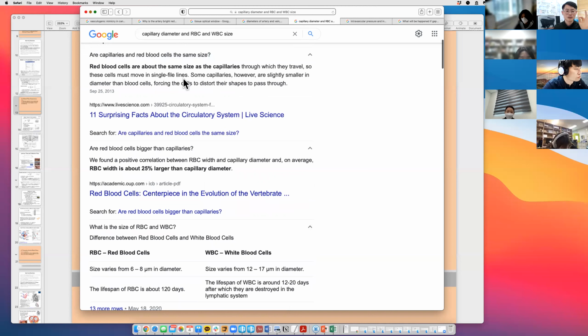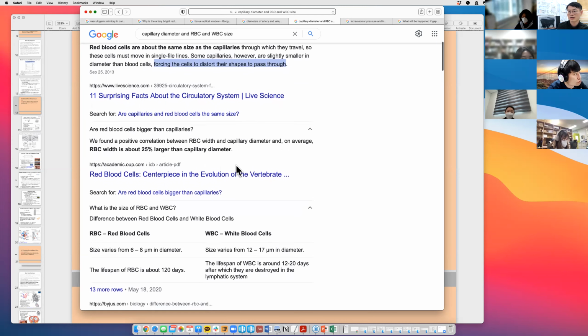But one point of Youngmin's question is some capillaries are slightly smaller in diameter than blood cells, forcing them to distort their shape to pass through. So this is why the mechanical property of our fresh RBCs is very important, such that, like this, this disc shape has to be like this, and then pass through the capillary. They have to change their shape. So old RBCs become stiffer, they can't do this. So in our spleen, we actually sort them out and then remove them from our circulation.